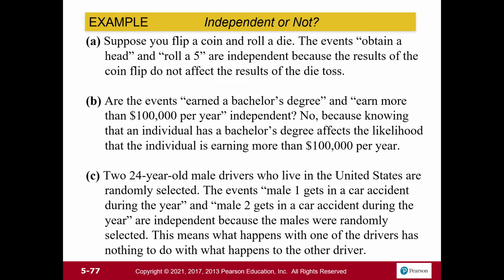Two 24-year-old male drivers who live in the United States are randomly selected. The events male 1 gets in a car accident during the year and male 2 gets in a car accident during the year are independent because the males were randomly selected. This means what happens with one of the drivers has nothing to do with what happens to the other driver.